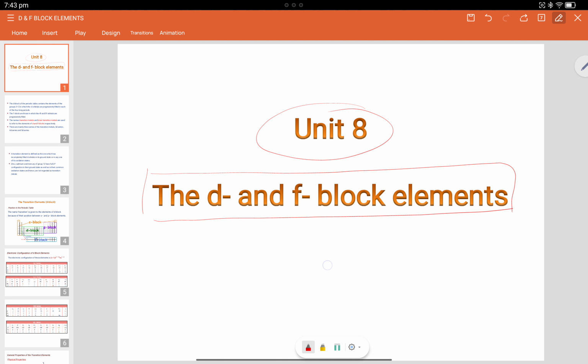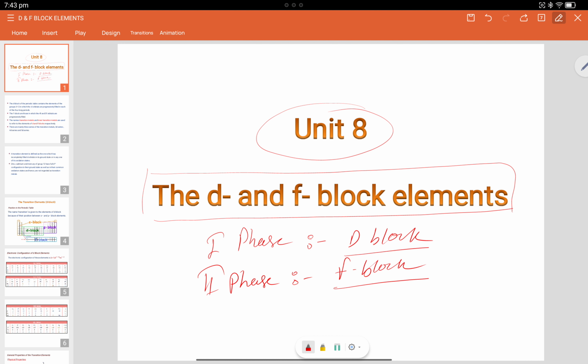So we'll divide this chapter into 2 categories. In the first phase of the chapter we will complete D block, and in the second phase we will complete F block. So like that we will complete. It's an inorganic chemistry portion, so it will not take more time.